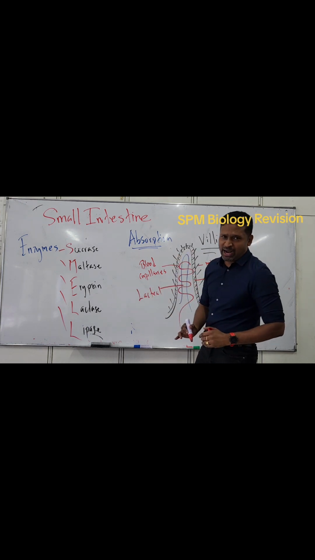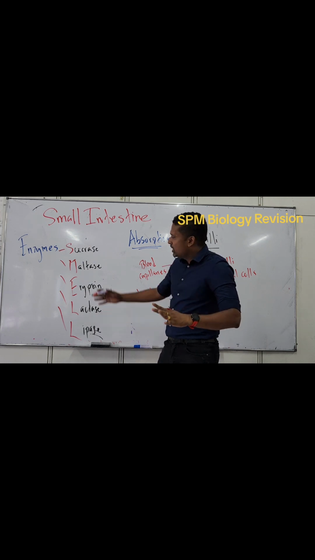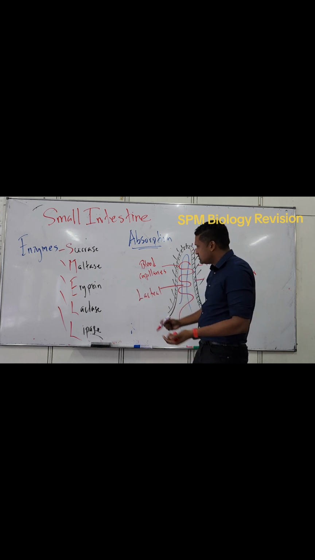So another important part that I've shared with you. Small intestine, easy essay question. Why? Got five enzymes, got absorption.